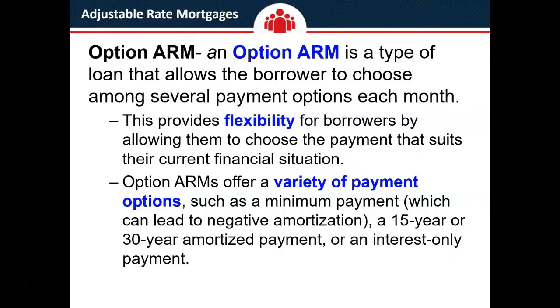There's usually 4 options. Option ARMs offer a variety of payment options. They will have a minimum payment, but that minimum payment is less than the full payment, so it normally leads to negative amortization.